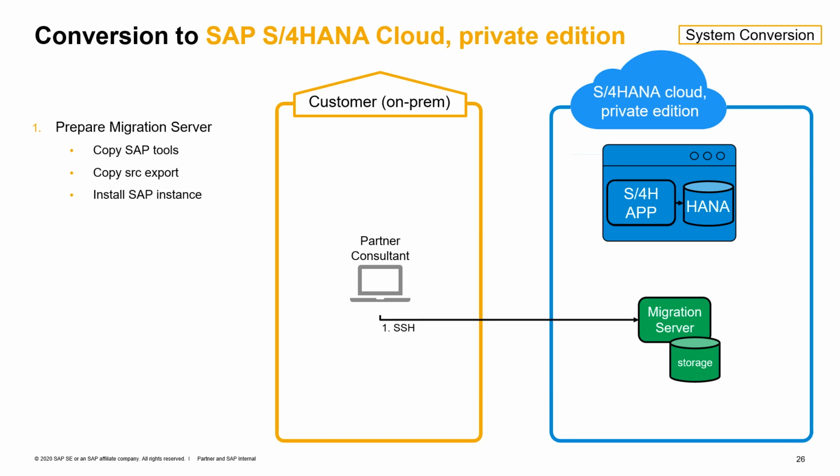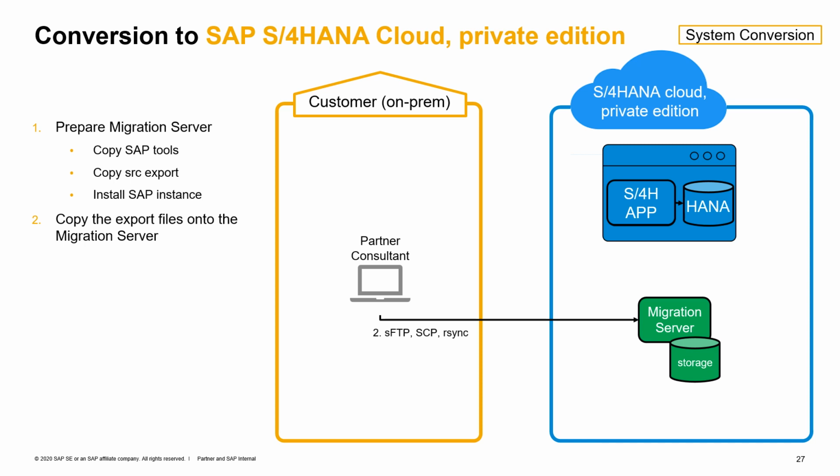Let's now see what are the steps that will need to be performed by the basis consultant working on this conversion, from his or her point of view. Step number 1. The consultant will have to prepare the migration server by transferring all the required files and tools, and also by installing a primary application server instance in the migration server for the system which needs to be converted. The required details, like IP address and hostname, as well as passwords, will need to be requested from the SAP Cloud Operations team before starting.